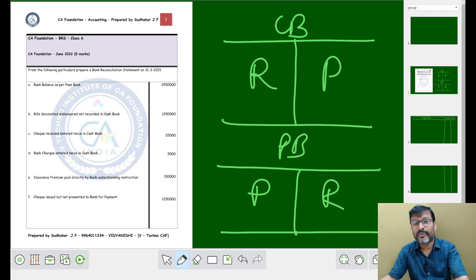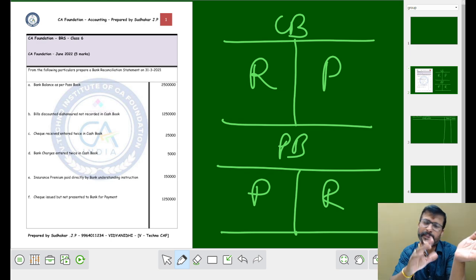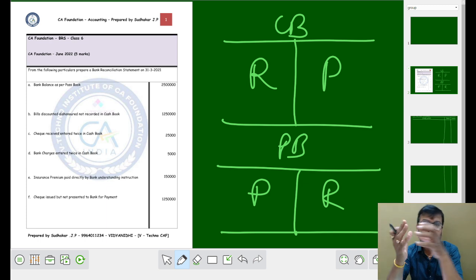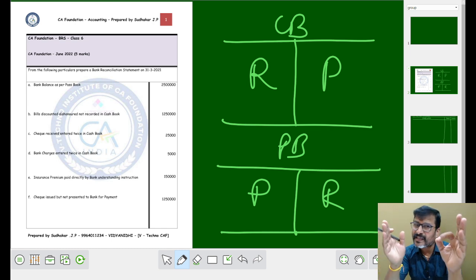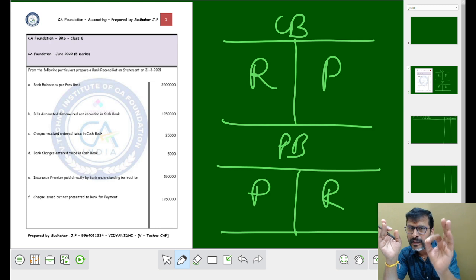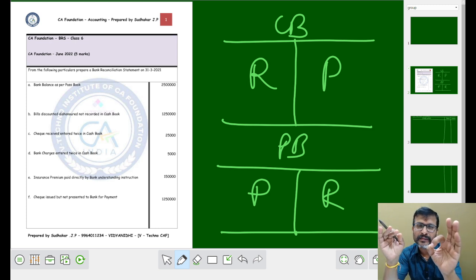Always again I tell you, if it is debited, take it in credit side. If it is credited, take it in debit side. That is opposite. If it is not debited, take it in debit side. If it is not credited, take it in credit side. Later on, if it is over cost, opposite side. If it is under cost, same side. Checks dishonored means payment. Remember, dishonor means payment.